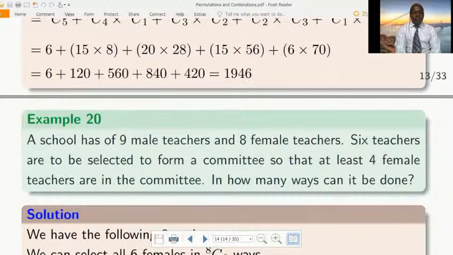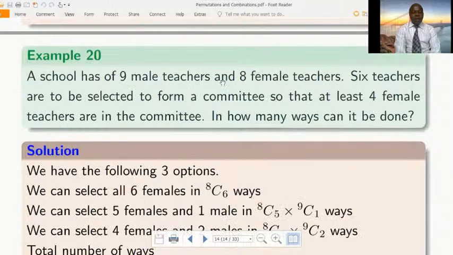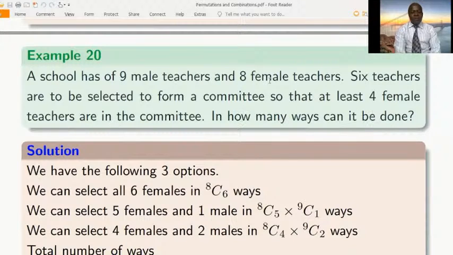Now let's look at this other one. A school has 9 male teachers and 8 female teachers. 6 teachers are to be selected to form a committee. So the order is not important. Just need 6, and at least 4 should be female. In how many ways can this be done?